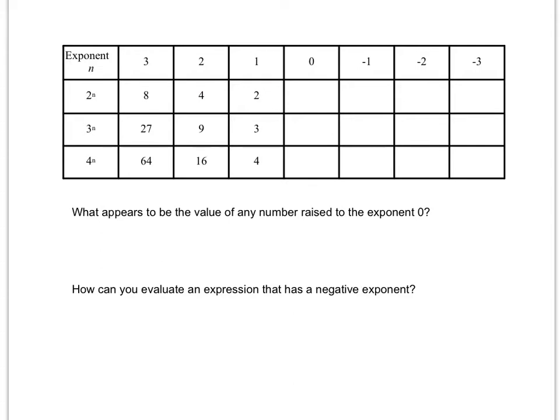Well, I get from 8 to 4 by dividing by 2. And I get from 4 to 2 by dividing by 2. So to get to the 0 power, I'm going to divide by 2. And 2 divided by 2 is 1. Then to get to the negative first power, I need to take 1 divided by 2, which is 1/2. Then I will take 1/2 divided by 2 and get 1/4. And take 1/4 divided by 2 and get 1/8.